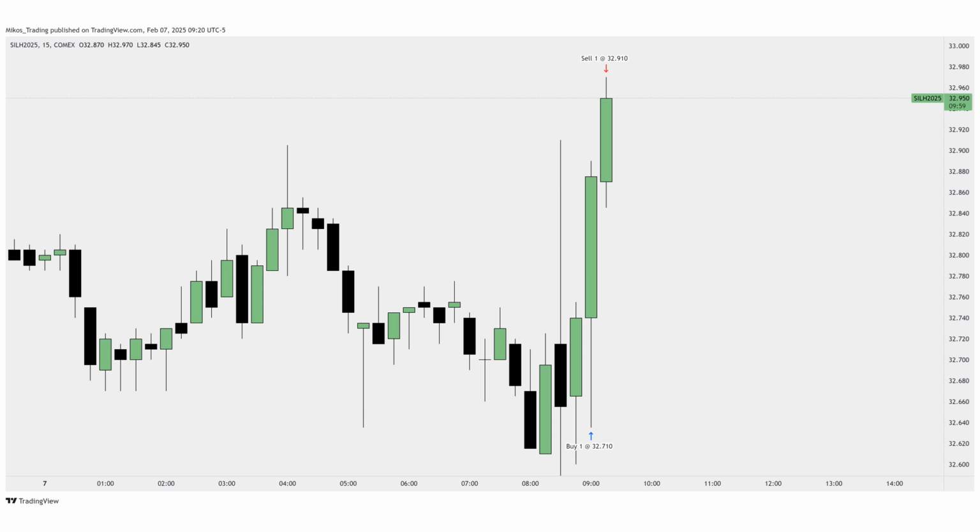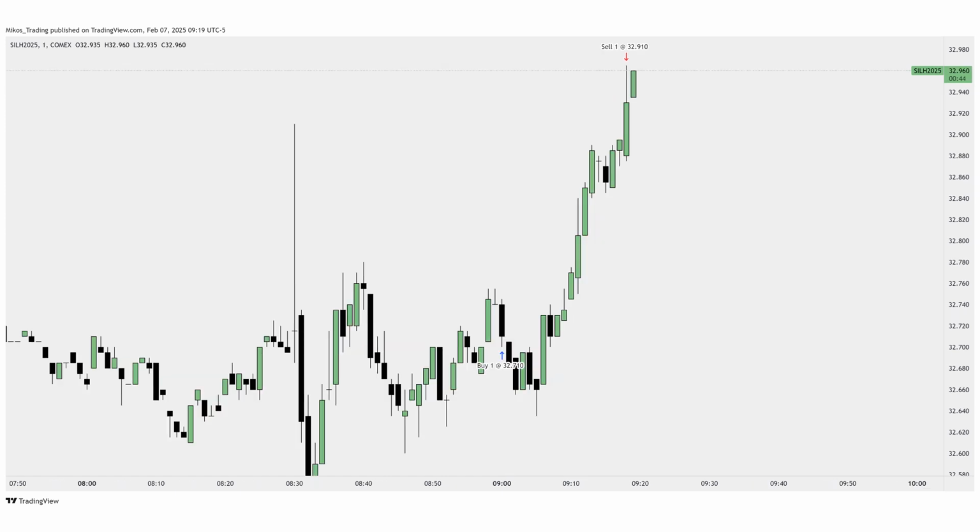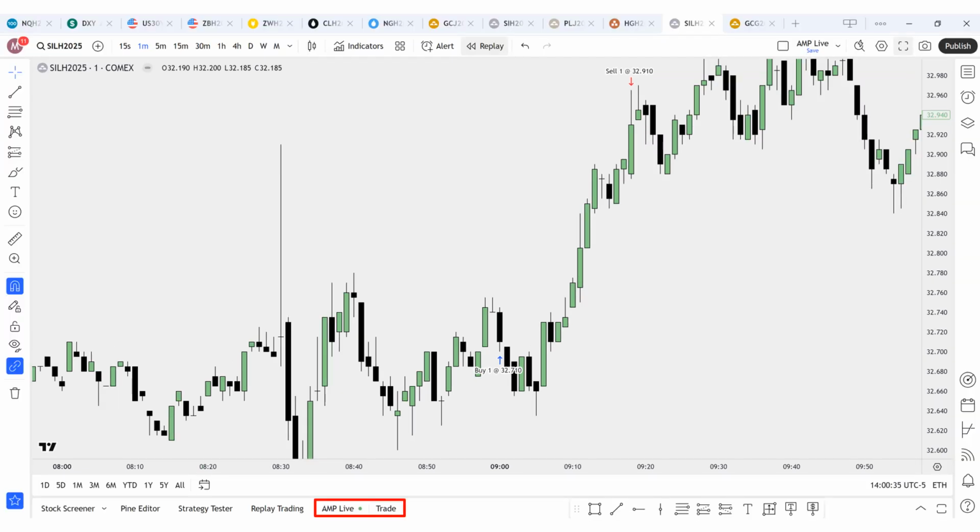Here are the executions. This is the 5-minute chart. And this is where I took the trade on the 1-minute chart. Like I said at the beginning of the video, I took the trade with my live AMP account.